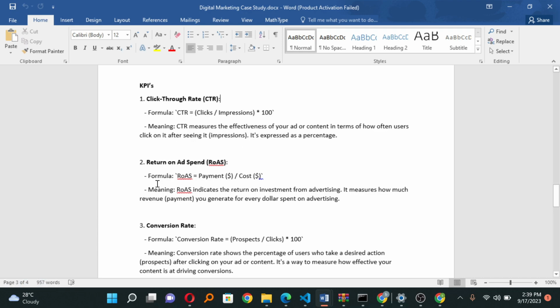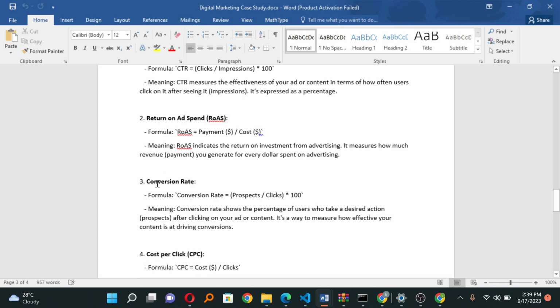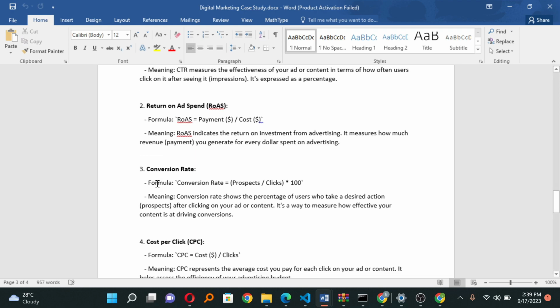Now we will see the return on ad spend. Return on ad spend has the formula payment divided by cost. It indicates the return on investment from advertising. It represents how much revenue, payment, we have generated for every dollar spent on advertisement.